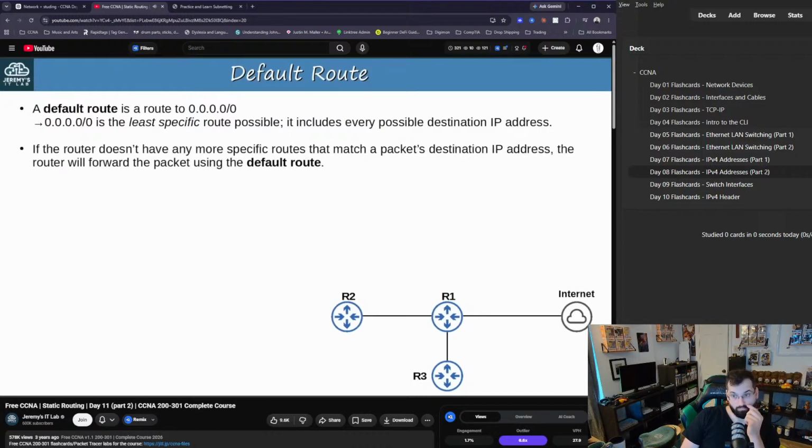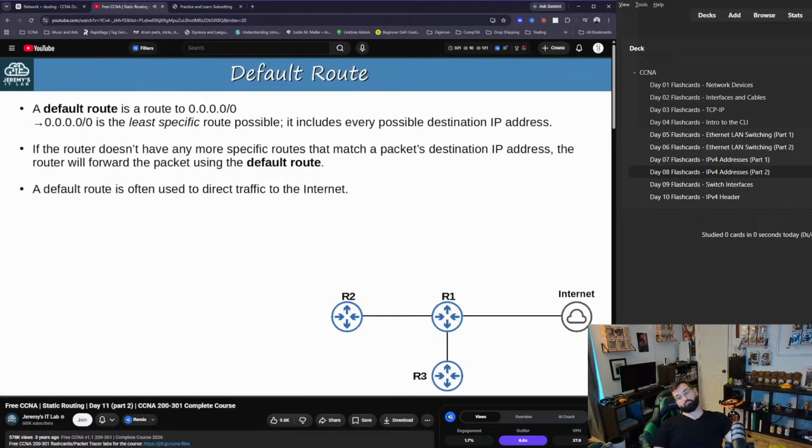If the router doesn't have any more specific routes that match a packet's destination IP address, the router will forward the packet using the default route. So a default route is often used to direct traffic to the internet. In the network below, R1 is connected to R2 and R3, which are other routers owned by the same business.